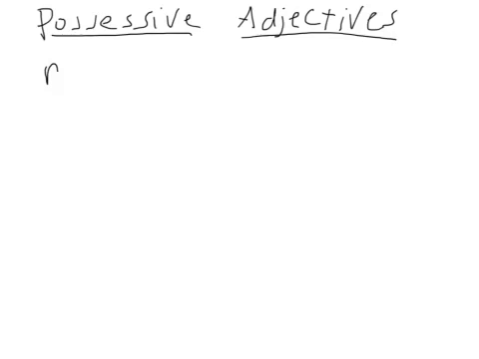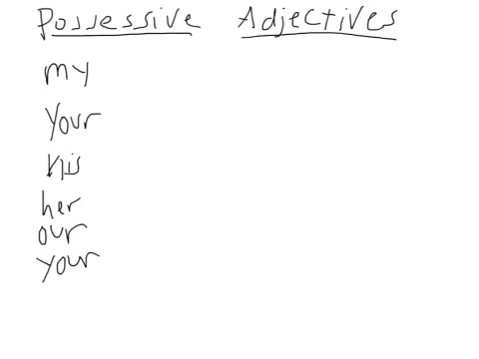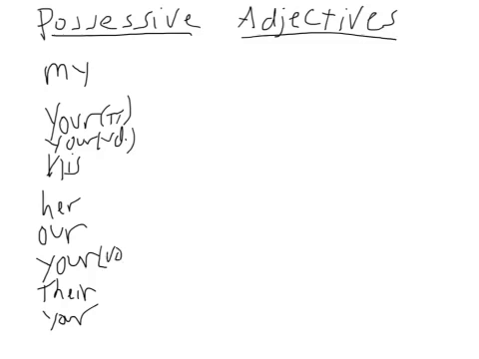So our possessive adjectives in English look like this: my, your, his, her, our. I'm going to put your again for the plural. And we should have another your up here too, one for tú and one for usted. There, and another your. So this one's going to be for vosotros and this one's going to be for ustedes.